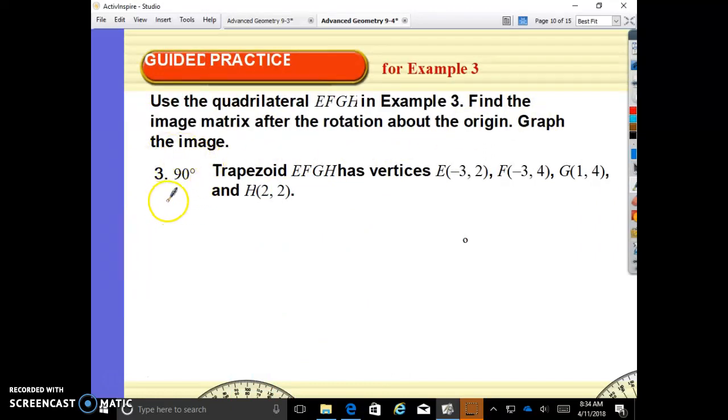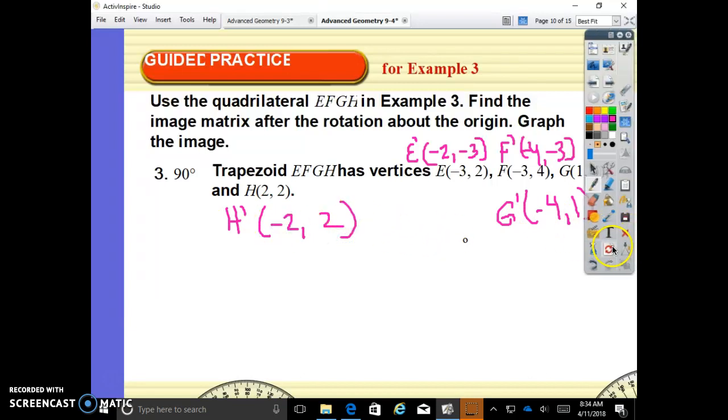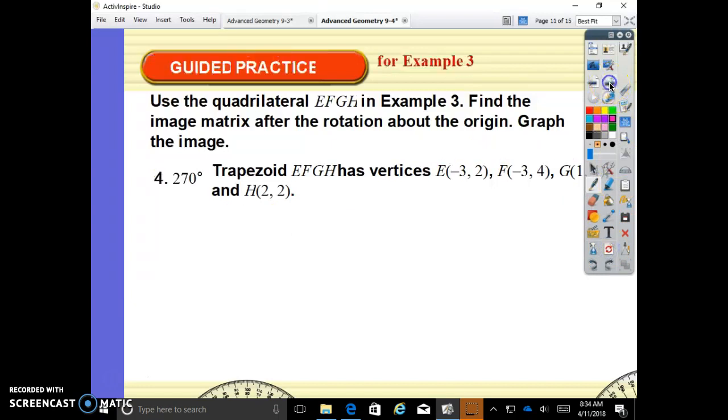So once again, looking at example 3. We have these following coordinates of our trapezoid, and we want to find the image matrix after rotation about the origin of 90 degrees. 90 degrees, switch our x and our y, change the sign of our new x. Here's our image of E, our image of F, our image of G, and our H prime: switch the x and the y, change the sign of the new x. And now plot your original, plot your image points, and you're good to go.